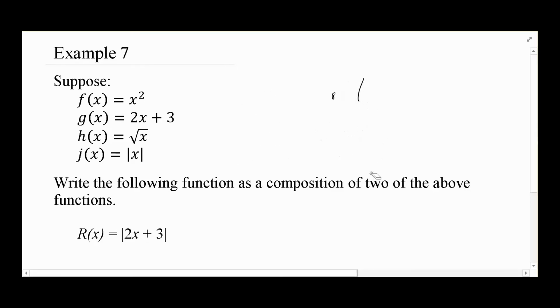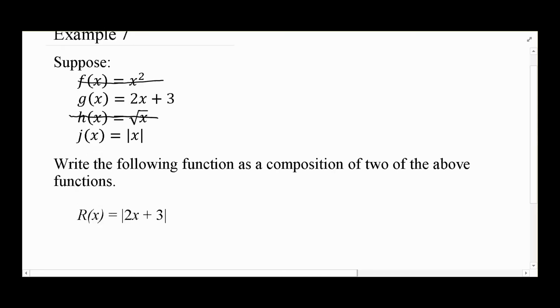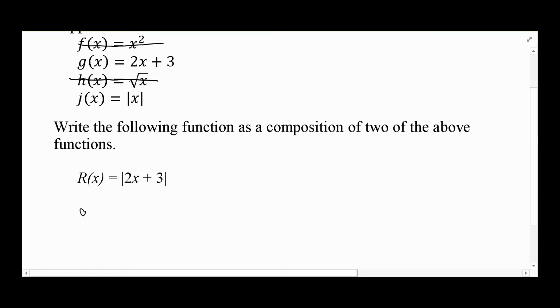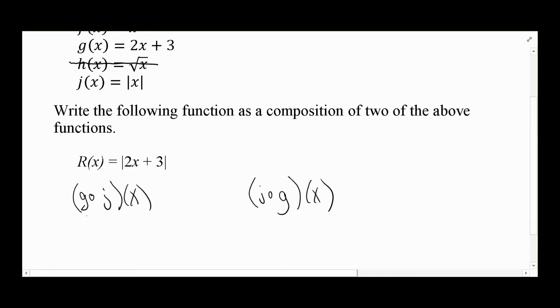If we want to make this a little bit easier, what we could do is look at this problem and say, which ones don't belong? I've got an absolute value. I've got a 2x plus 3. So it looks like g and j are probably the right pieces going on. So then we have to say, well, is this going to be g of j of x, or is it going to be j of g of x? Which one is it? Well, this boils down to what's the main thing versus what's plugged in.